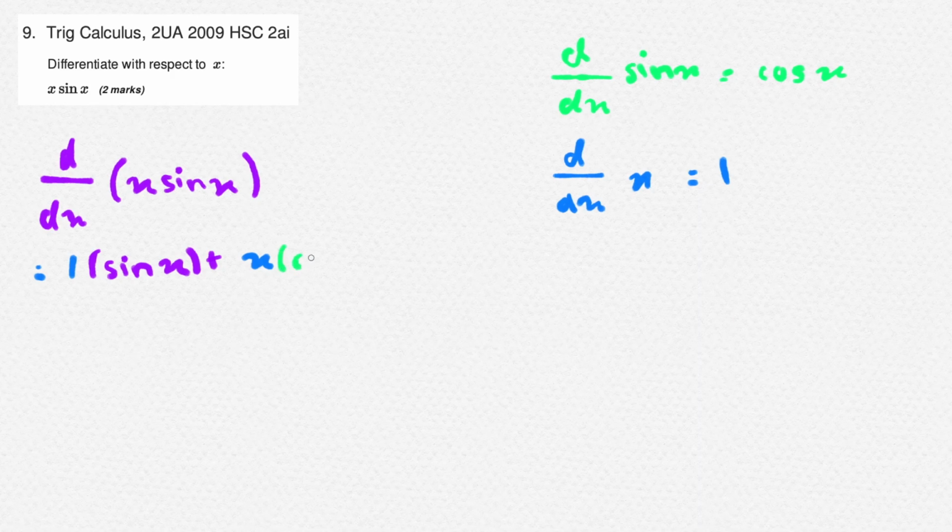Now, let's simplify this. 1 times sine x is simply sine x. So it would be sine x plus x times cos x. x times cos x is x cos x. This will be your final answer for this question.